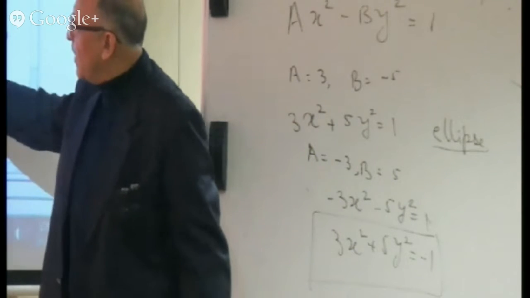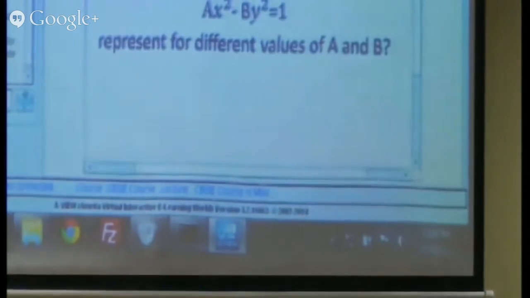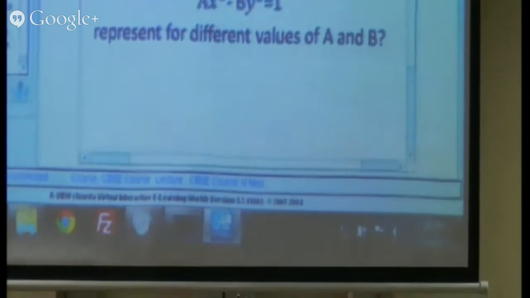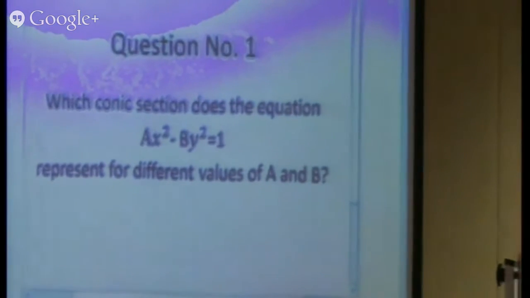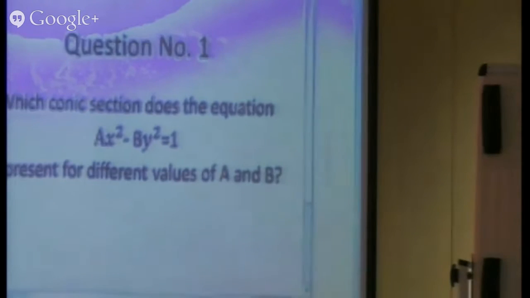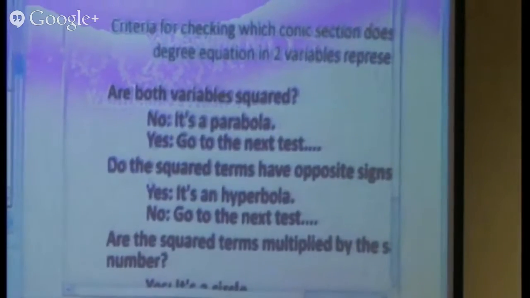This is what was meant by this question. You should clearly see. Now my question is, for different values of a and b, what is this curve? Let me be specific. For what values of a and b will it be a hyperbola? You know some condition? Okay, if you cannot recall it, then let us see the next slide. This is the algorithm.